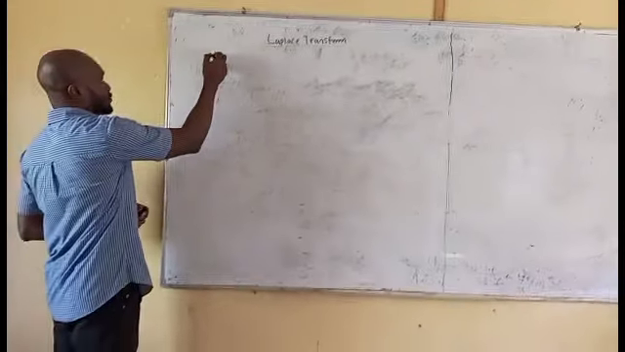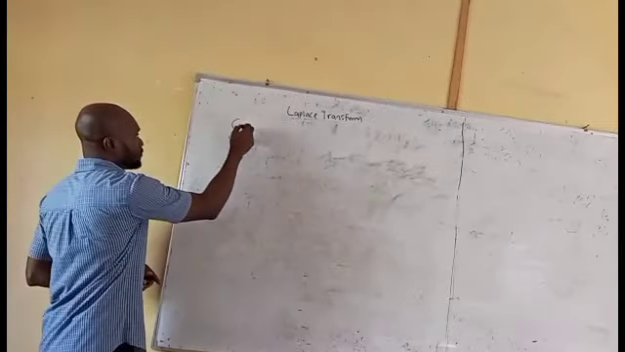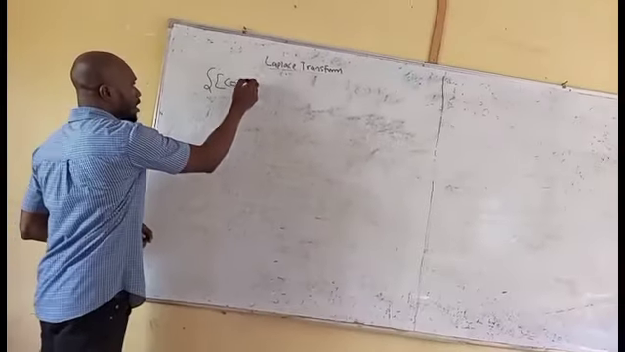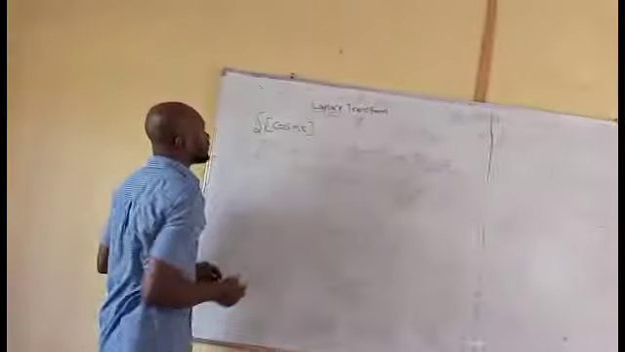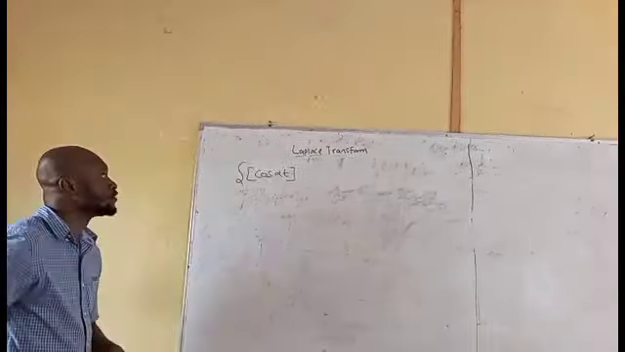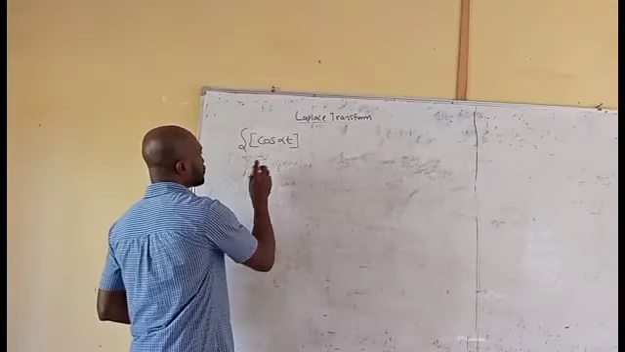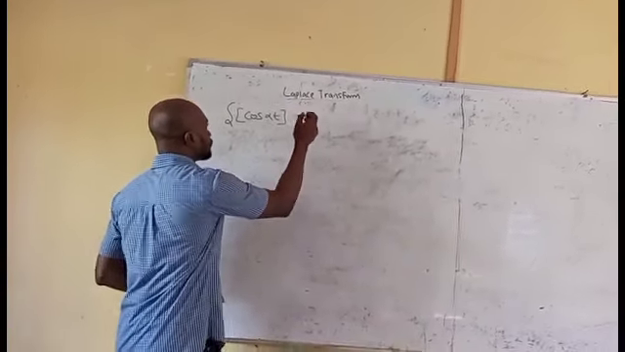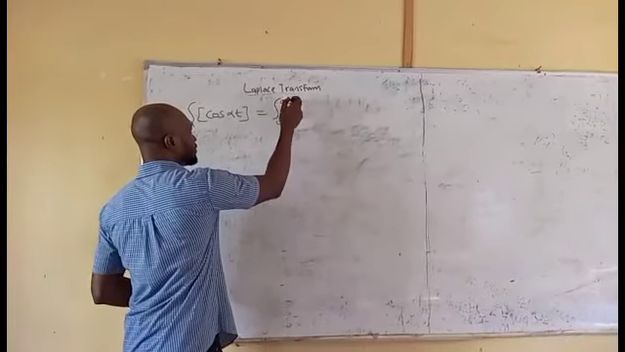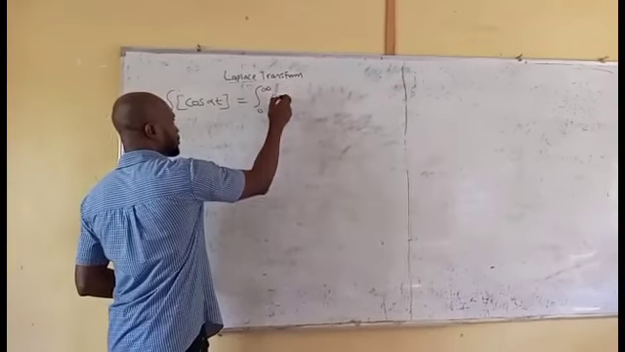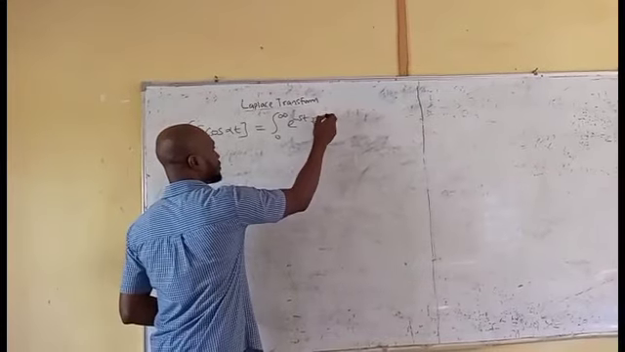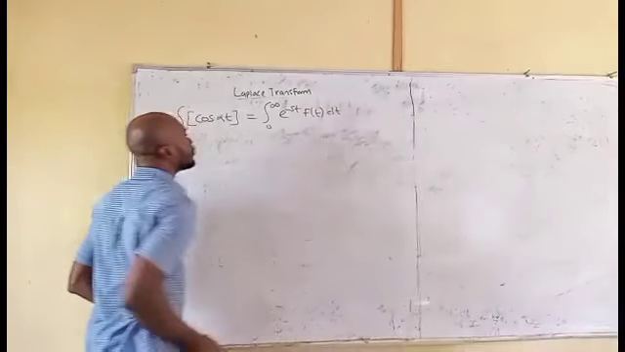You look for the Laplace transform of cos alpha theta. So find the Laplace transform of cos alpha theta. Note that the Laplace transformation of cos alpha theta will still give you the integral from 0 to infinity of the exponential of minus st times f of t dt.